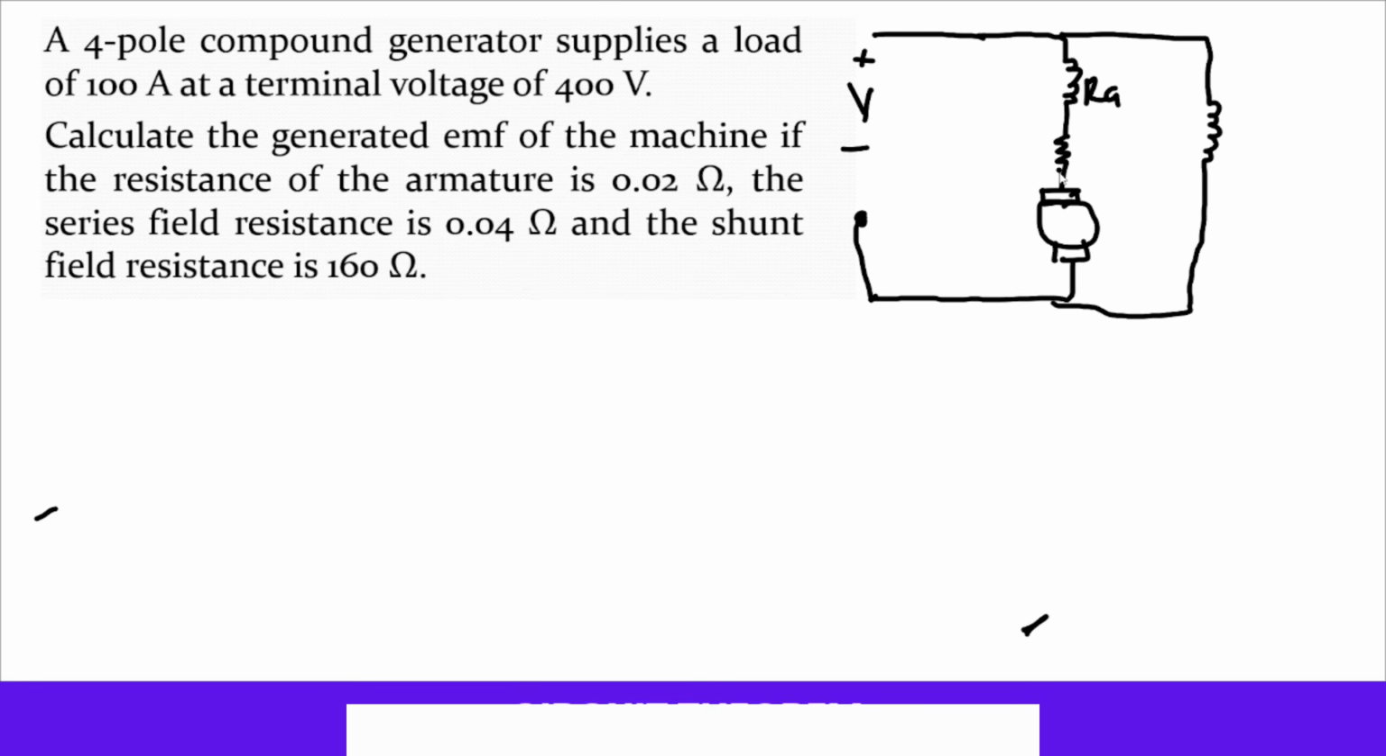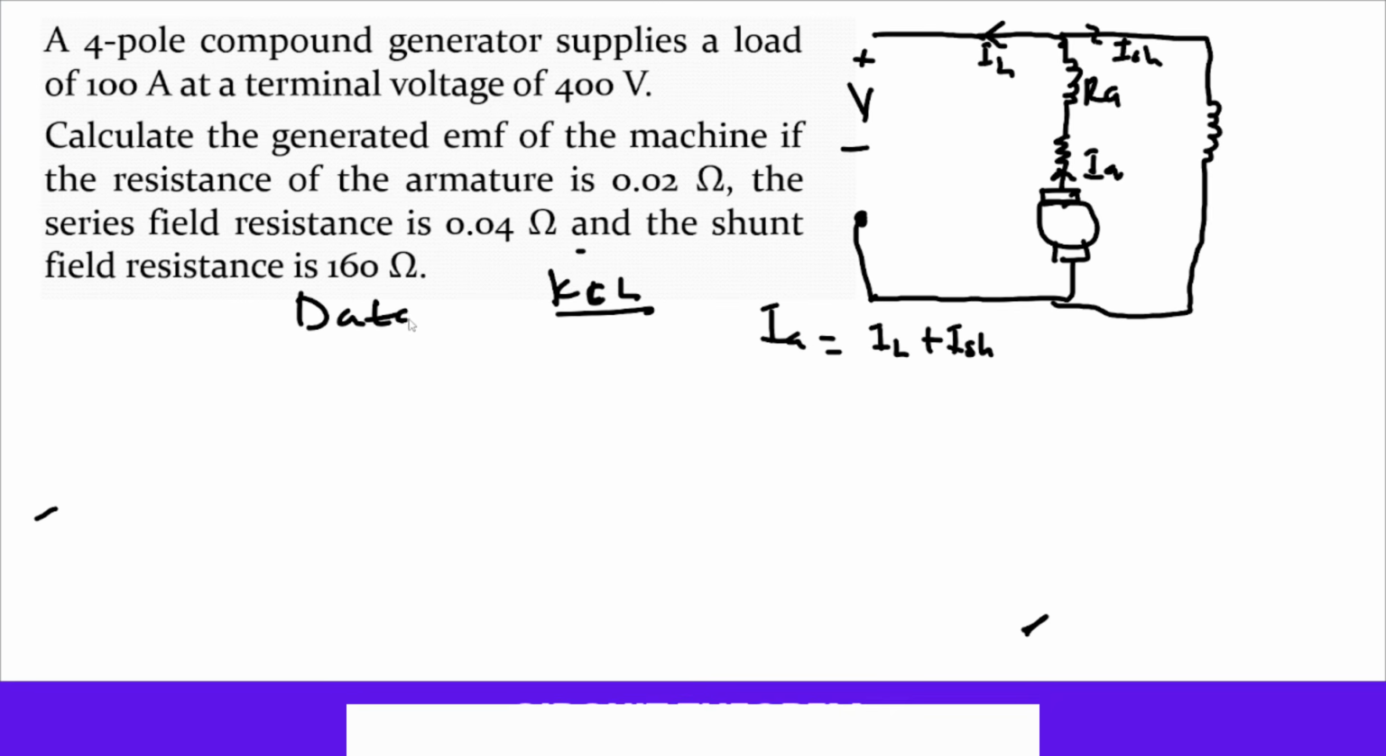Now we can see that the armature current IA, when it gets to this junction, is going to share between the shunt and the load, so the load current. So according to Kirchhoff's current law, we can say that IA is equal to I load plus I shunt. So let's get our data for the question.